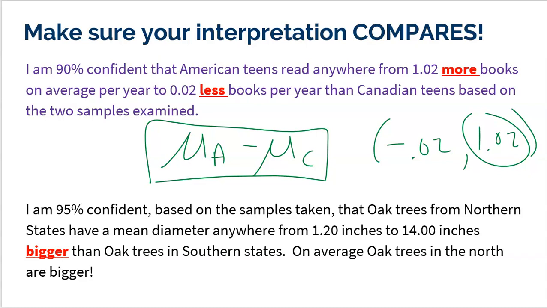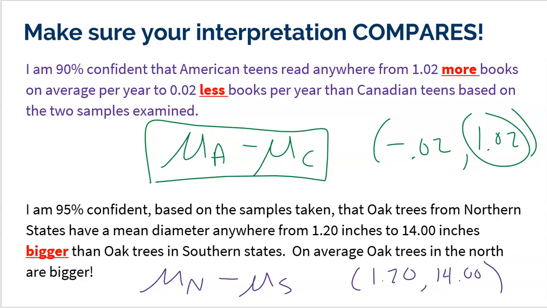Another example we looked at was the diameters of oak trees in the northern states versus the southern states, and we did mean diameter of oak trees in the north minus oak trees in the south. And we got an interval of 1.20 to 14.00. Once again, I did a little bit of rounding there.